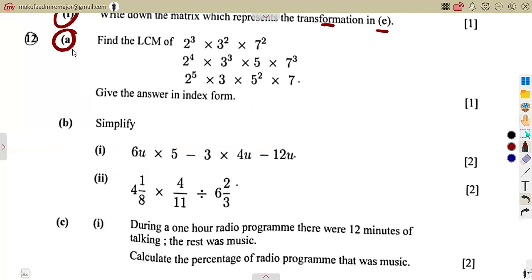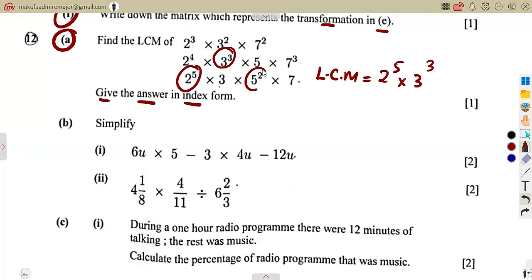Find the LCM on number 12 of this. Give the answer in index form. So in index form, the LCM, you simply consider all the terms, all the numbers that we are seeing. But if the numbers are common, like the 2, the 3, you consider where there is the highest power. In terms of 2, the highest power is 2 to the power 5. In terms of 3, the highest power is 3 to the power of 3. In terms of 5, the highest power is 5 to the power 2. In terms of 7, 7 to the power 3.